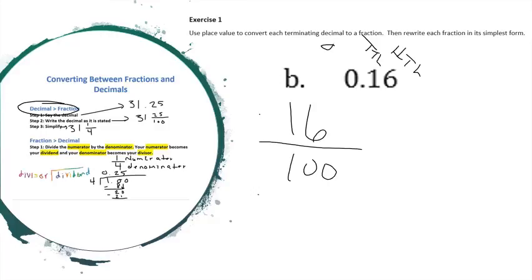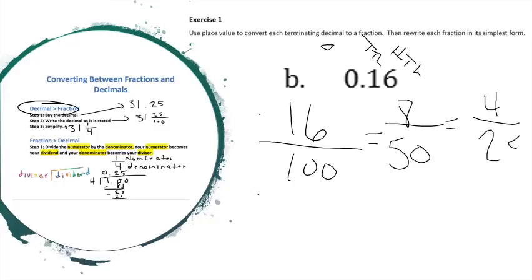Now this is step 2. Now just find any factor that can go into both. I know 2 can go into both. 2 can go into 16, 2, 4, 6, 8, 10, 12, 14, 16, 8 times. 2 can go into 100, 50 times. Now I know I'm not done. I know 2 can go into both 8 and 50. I know 2 can go into 8 4 times. 2 can go into 50 25 times. So I know my answer is 4 over 25.